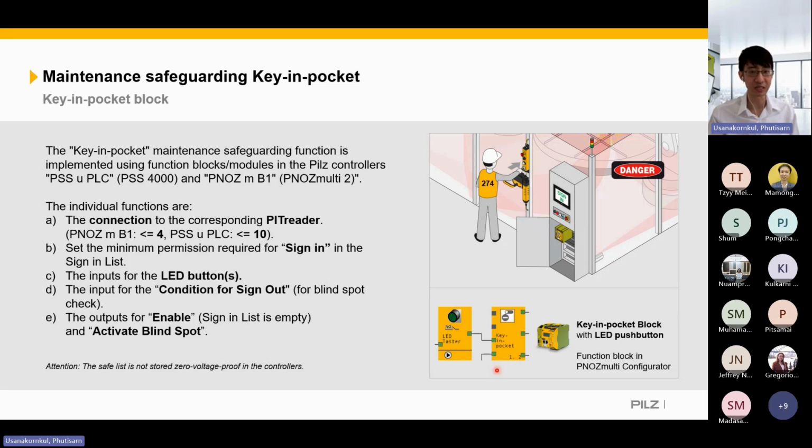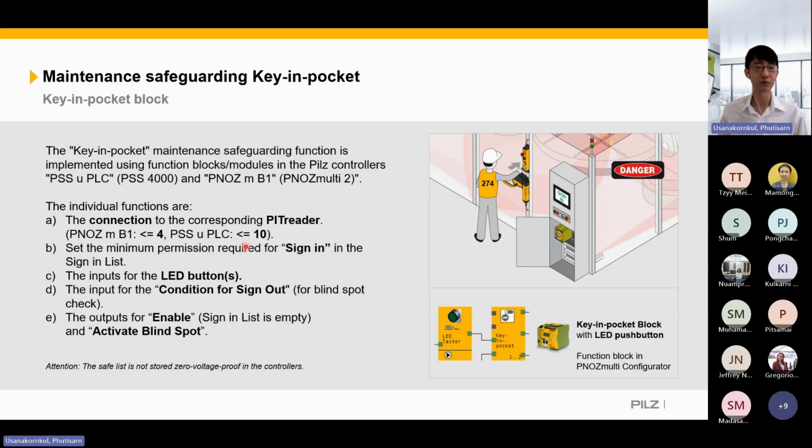What kind of permission you need, and what the minimum permission, and so on. Now, please take note on one thing. For our safety small controller, the PNOS MB1 can connect up to 4 PID readers, while our PSS 4000, our safety PLC, can connect up to 10 PID readers. So depending on your design, you have to select the right safety controller to be used for your machine.